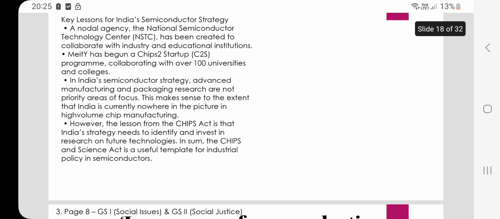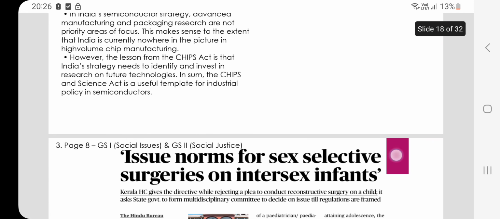In India's semiconductor strategy, advanced manufacturing and packaging research are not priority areas of focus. This makes sense to the extent that India is currently nowhere in the picture in high volume chip manufacturing. However, the lesson from the CHIPS Act is that India's strategy needs to identify and invest in research on future technologies. In sum, the CHIPS and Science Act is a useful template for industrial policy in semiconductors.